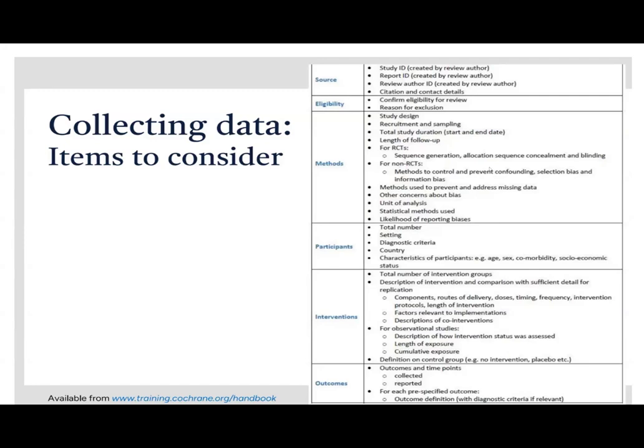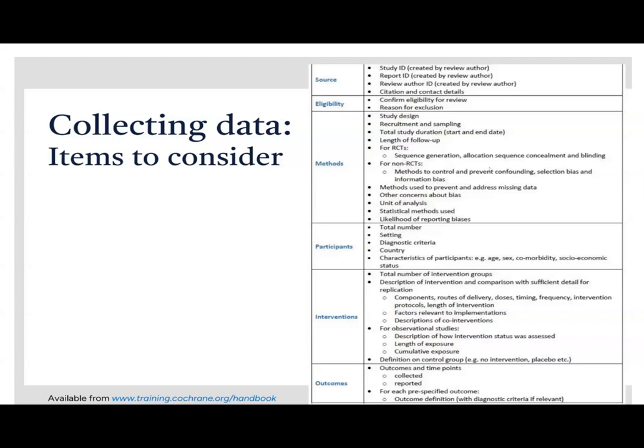Sometimes in randomized controlled trials there are single-arm studies, two-arm studies, and sometimes three-arm studies. So how many types of interventions are there, how the groups have been made, and what is the number of different groups. We need a description of the intervention and comparison with sufficient detail for replication: components, route of delivery, doses, timing, frequency, intervention protocol, and length of the interventions.